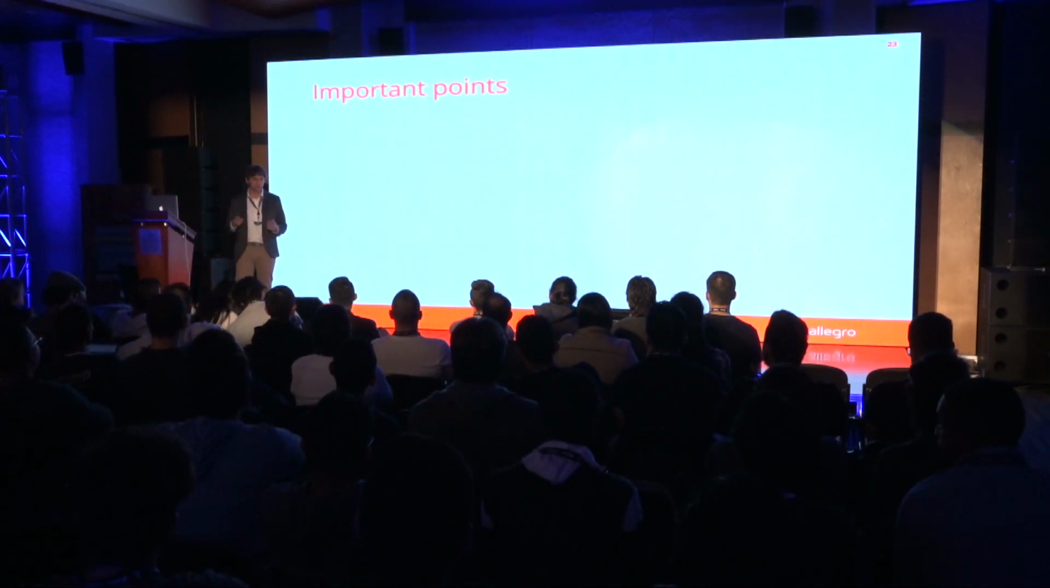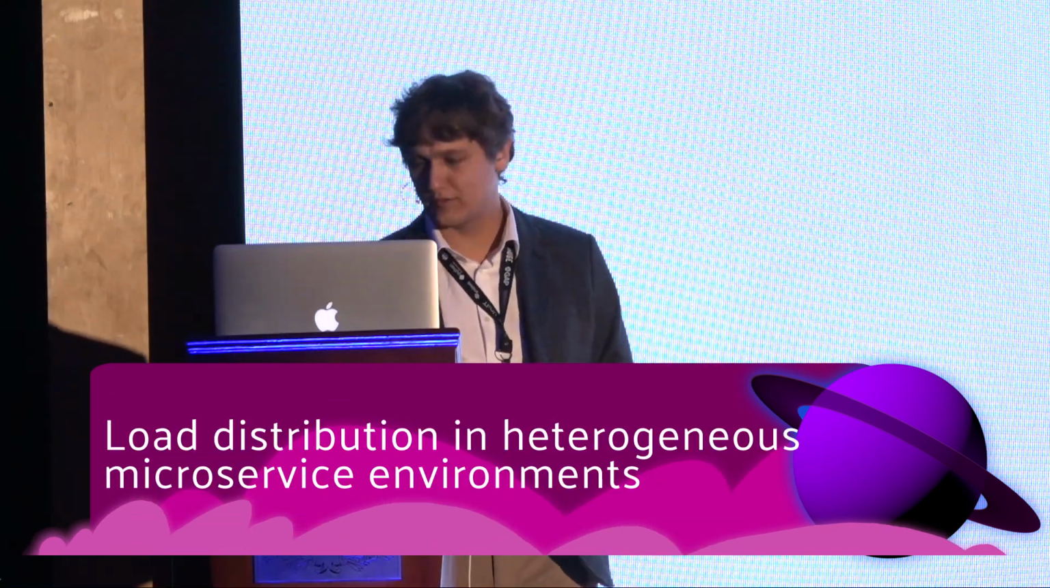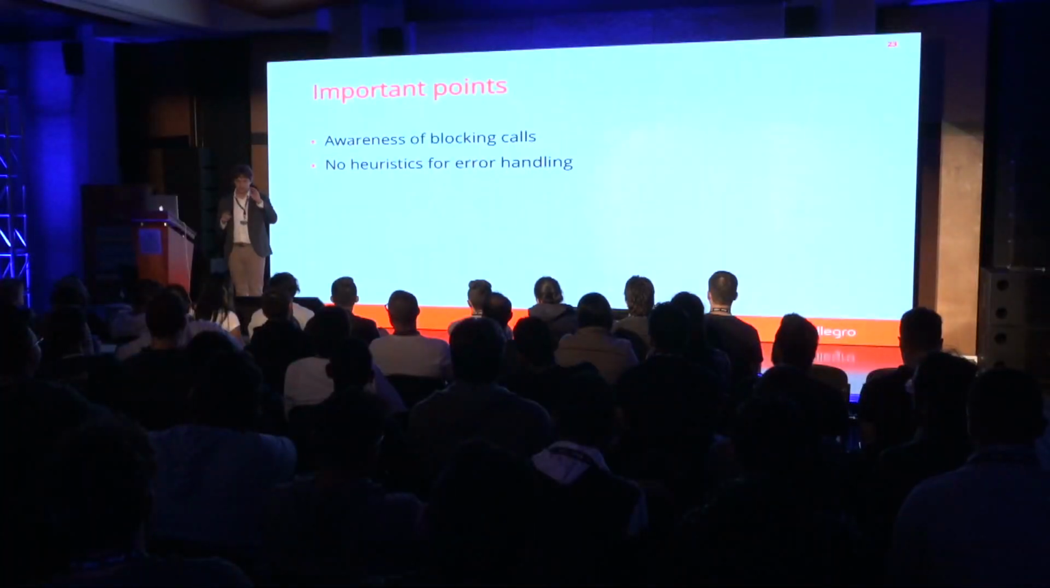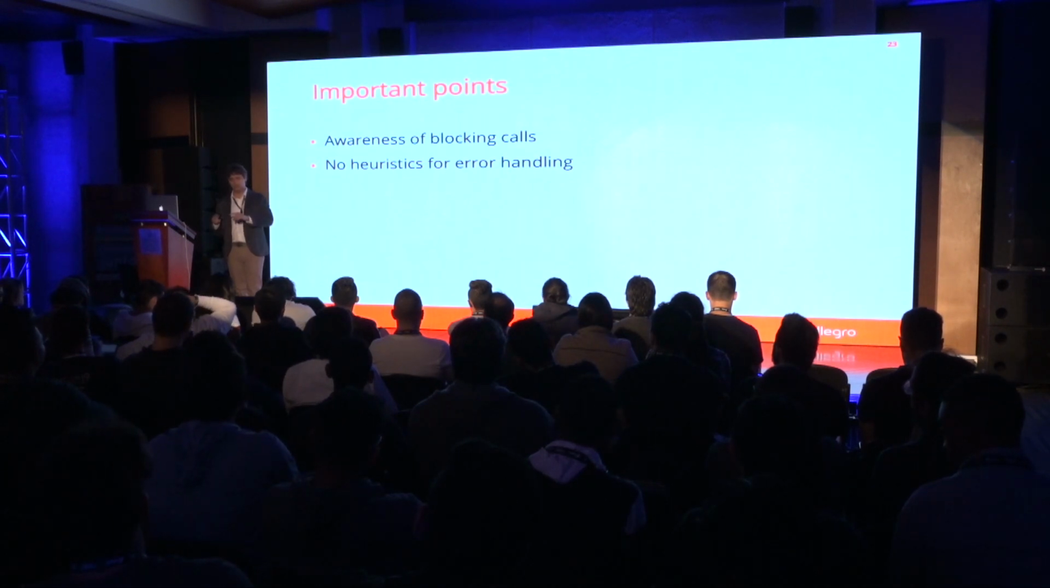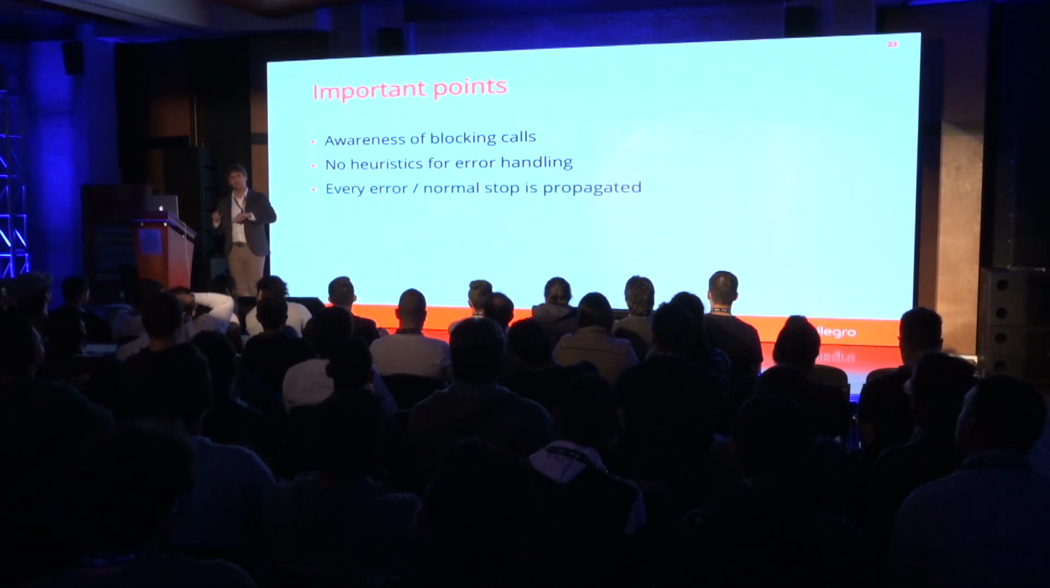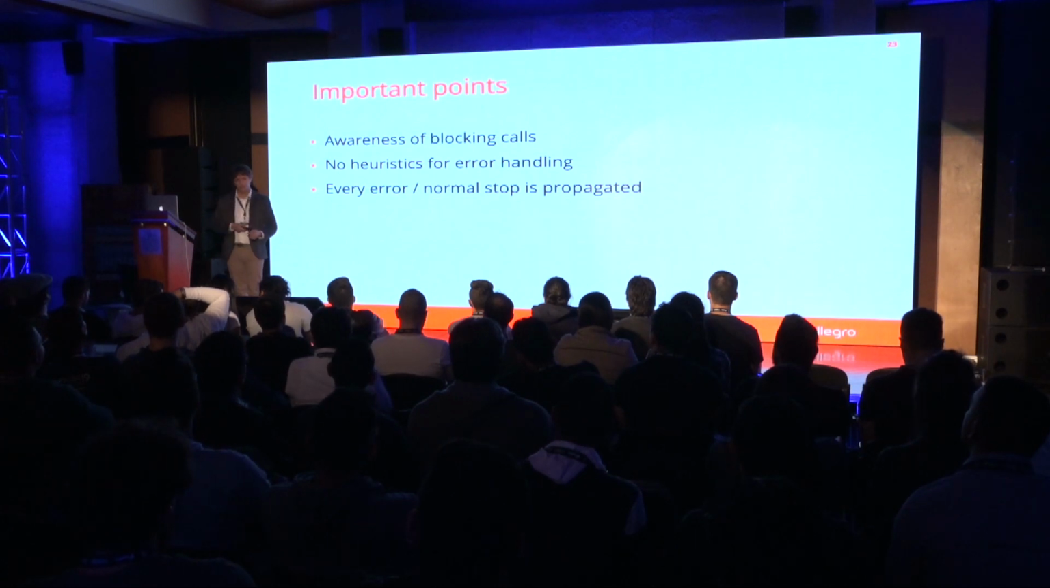There are a few important points for that. As I said, everybody should be aware of blocking calls. If you block anything, you're in trouble, because nothing works, and this element of the infrastructure is mission critical. You should do no heuristics on error handling. If something goes wrong in one of your components, you kill the component. Then you propagate the error to the scoring runtime, and you kill the scoring runtime.